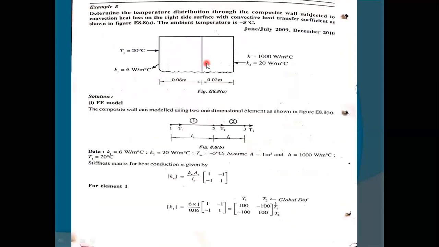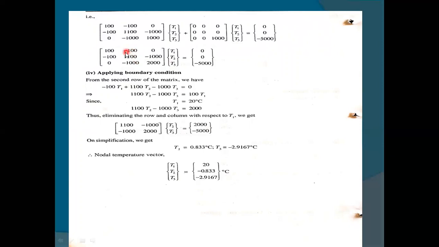Now, in this problem, they give in the question that at node 1 the temperature T1 is 20 degrees Celsius. Therefore, eliminate T1, that is, eliminate the first row and first column. Then we calculate the remaining temperatures T2 and T3 on simplification. In this way we calculate the temperature distribution. So we get T2 equal to 0.83 degrees Celsius and T3 equal to minus 29196.83 degrees Celsius. That is, the temperature keeps on decreasing from one end to the other.